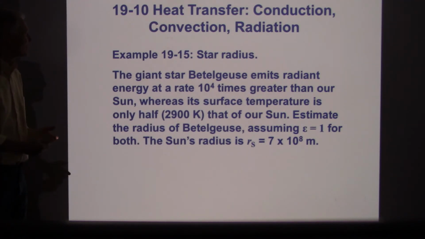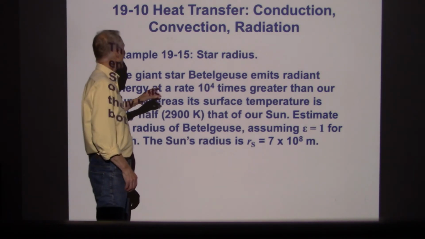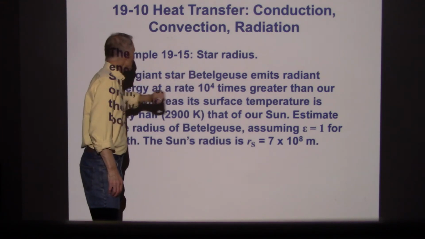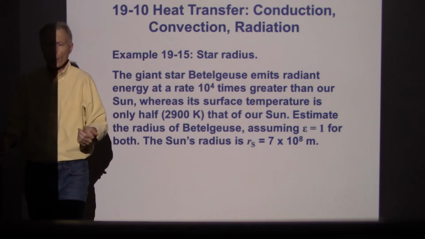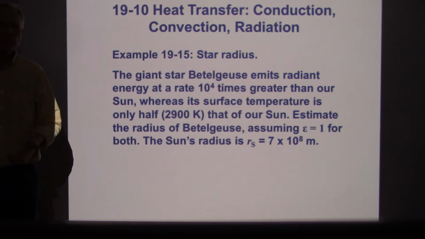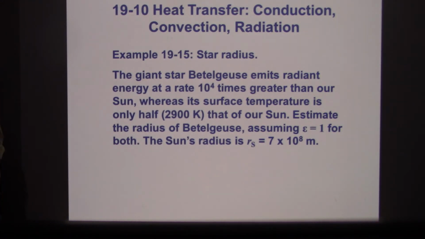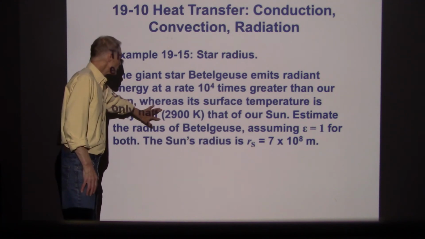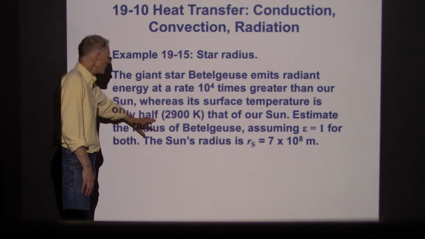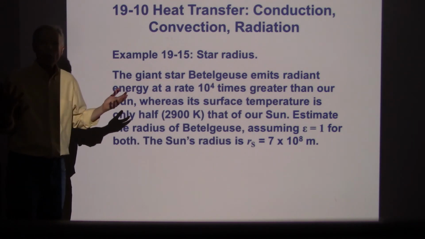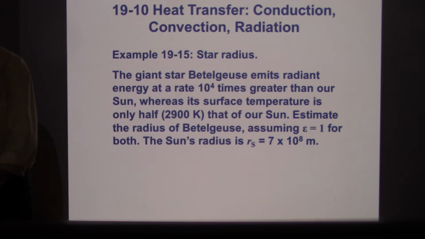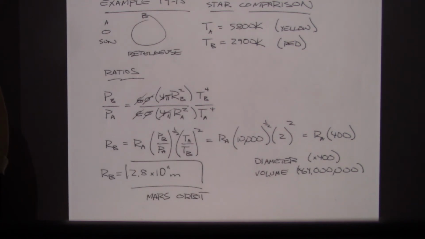We do have one more example left, and that is looking at the giant star Betelgeuse, which radiates energy. Its power output, what we call its luminosity, is 10,000 times greater than the sun. It's 10,000 times the power or luminosity of the sun. Now, its surface temperature is actually much lower. It's only 1/2 of the surface temperature of the sun. What's going on? So let's take a look and see how we can address this paradox.